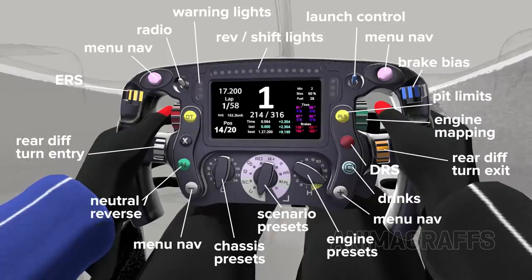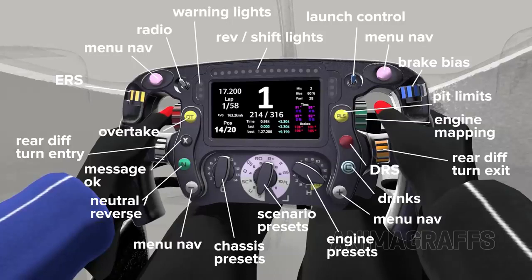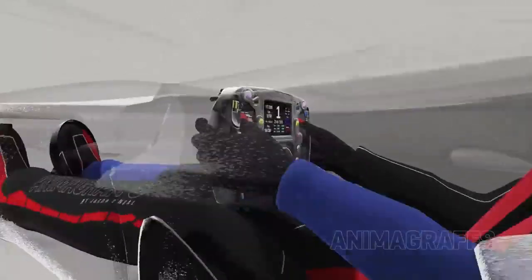The neutral button is for neutral and reverse gears, which can't be selected with rear paddle shifters. A message OK button, an overtake button to instantly apply optimal settings for overtaking, and finally, a hydraulic settings dial to control the complex hydraulic components spread throughout the car, for example in the gearbox and suspension systems.